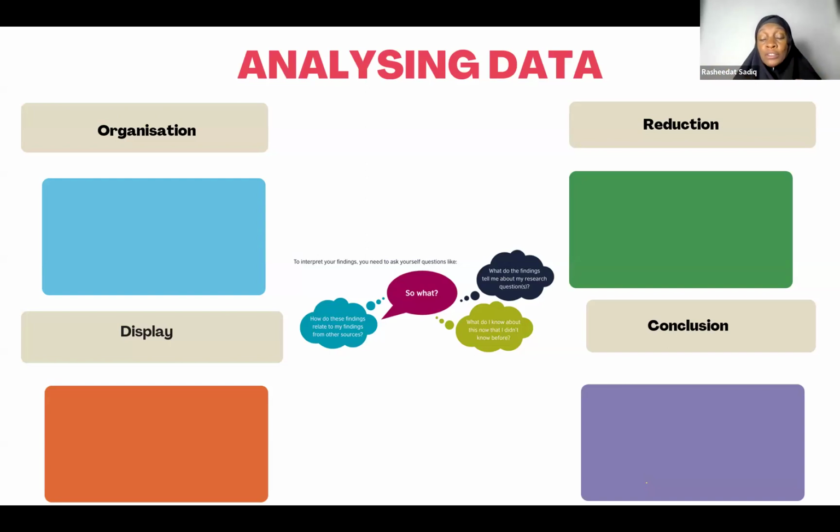The next thing after that conclusion or the findings is, okay, what action am I going to do to remedy it? Like I said, if it's a challenge, and if it's a success, how can I replicate it? So basically here it says, so what? What do the findings tell me about my research questions? How do these findings relate to my findings from other sources? You need to be able to relate everything together, and that is done in the organization and reduction stage.